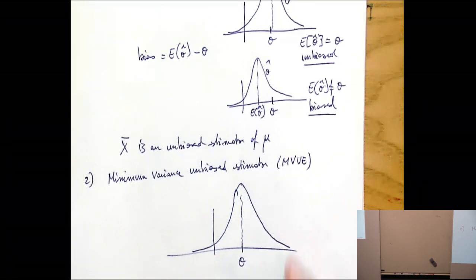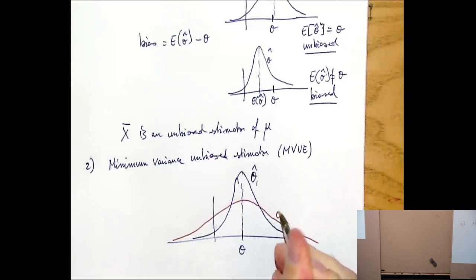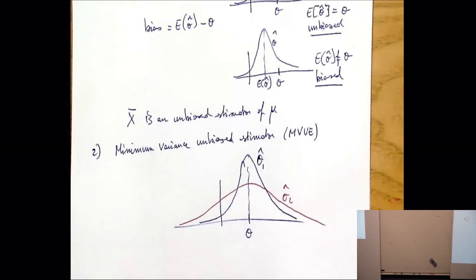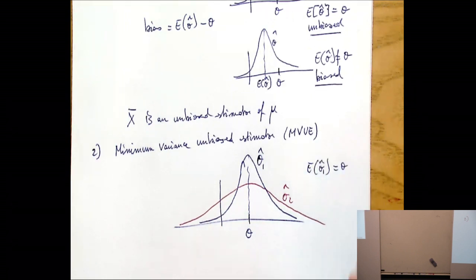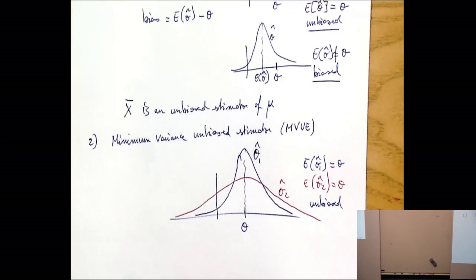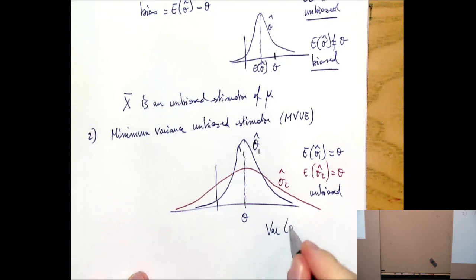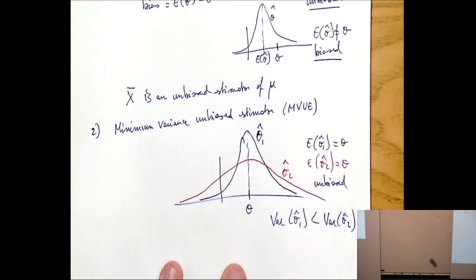And I have a second one, so this is, let's say, theta 1 hat. And I have a second one that is like this. Right? What you have here is expectation of theta 1 hat is theta, expectation of theta 2 hat is still theta. So both of them are unbiased. Right? But what you see is that the variance of theta 1 hat is actually smaller than the variance of theta 2 hat. Right? The distribution of theta 2 hat is essentially wider around its mean.